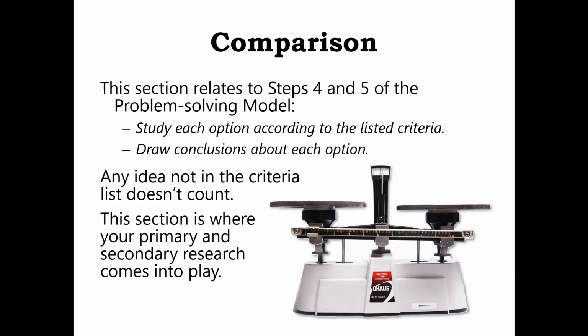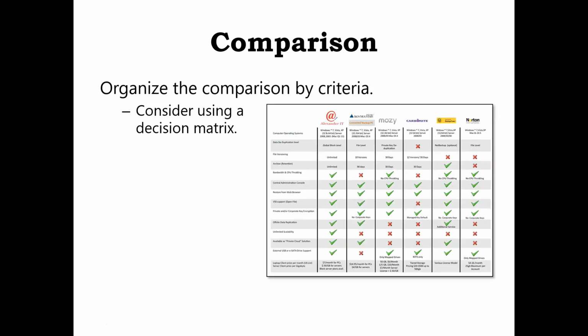The big idea also here is that in this section, your primary and secondary research is going to come into play. You've found out about apples, you found out about oranges. Then this is where you compare the information to each other. You're going to organize the comparison by the criteria. One good idea is to use a decision matrix.